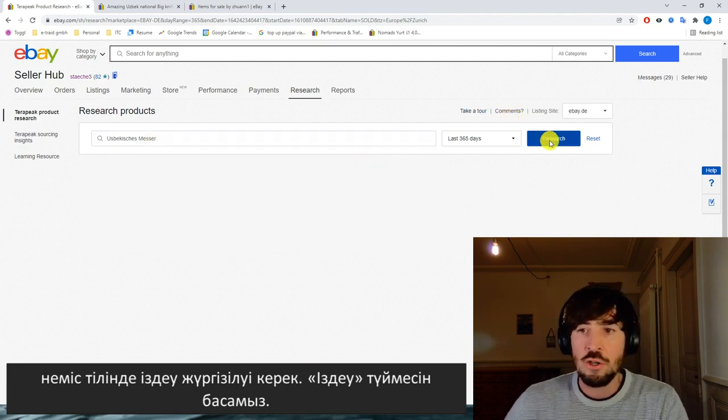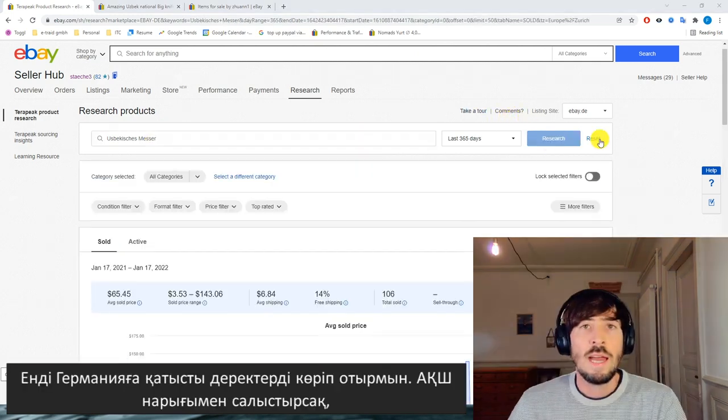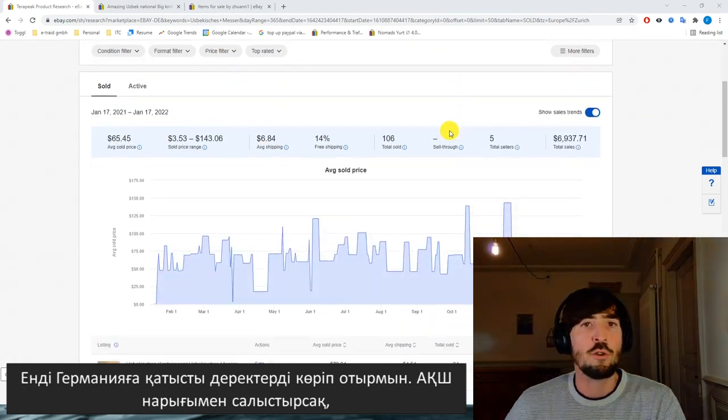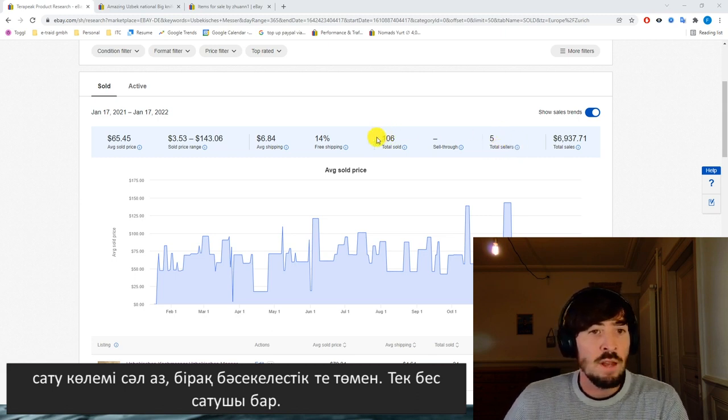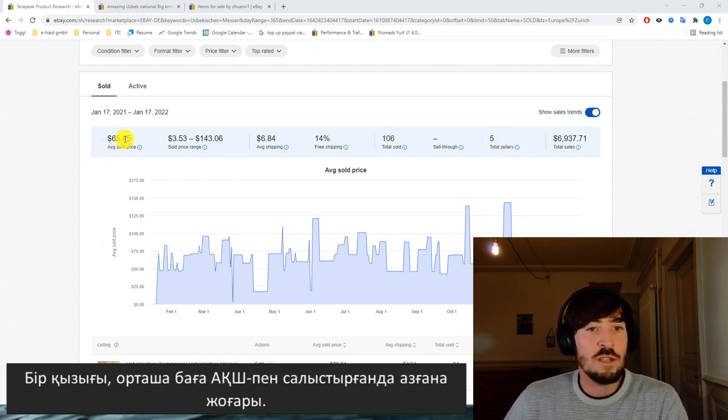Let's click search. And I can now see the same data for Germany. If we compare to the market in the United States, we can see that the sales volume is a little bit lower, but the competition is also much less, only 5 sellers. And what's pretty interesting as well is that it seems like the average selling price is a little higher in Germany versus the United States.